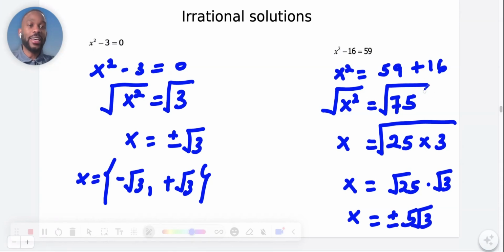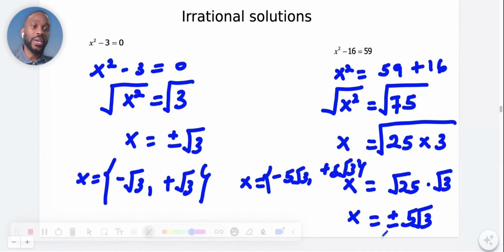Does that make sense? So I covered these irrational numbers, working with surds, in a video. Please feel free to go and watch it. So the solution set of x is minus 5 root 3 and then positive 5 root 3. So that's the solution set. Or you can just leave it like this.